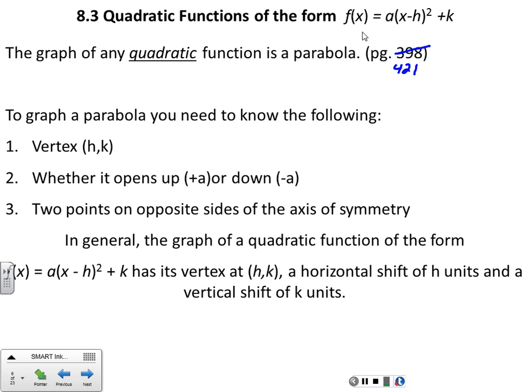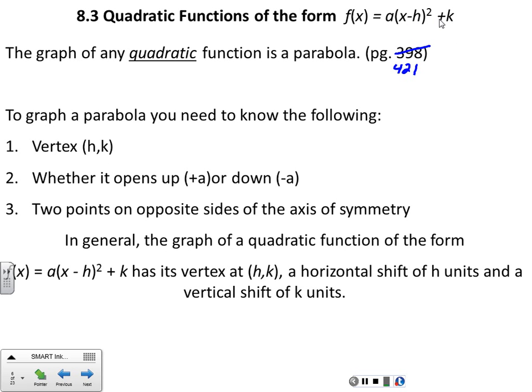Because look, your vertex, it's a point, it's an ordered pair, an XY, but we call it HK. Why do we call it HK? Because look, right here's H, right here's K. So if you have a quadratic in standard form, you should be able to pick out the vertex. But there's a little trick. You see this minus sign in your formula? That means you have to take the opposite of what you see for H. So H is always going to be the opposite of what you see.